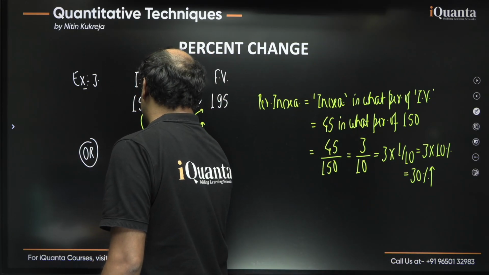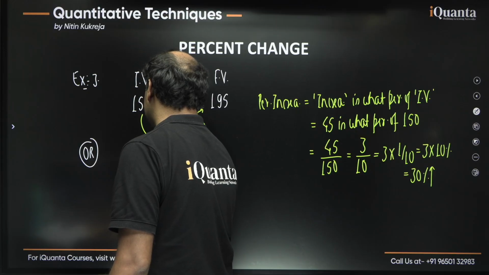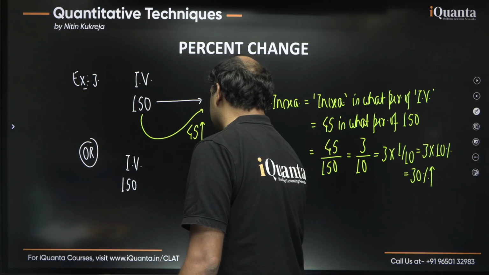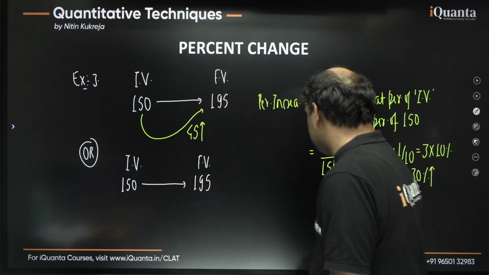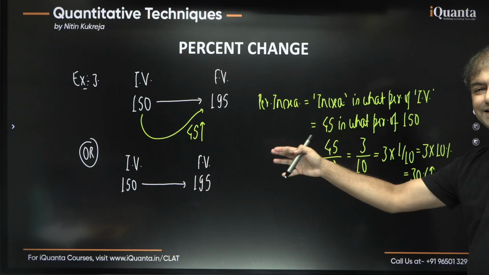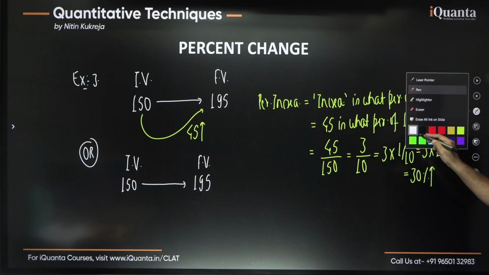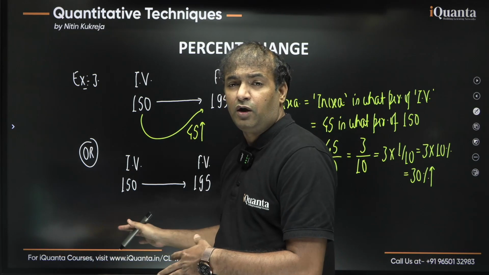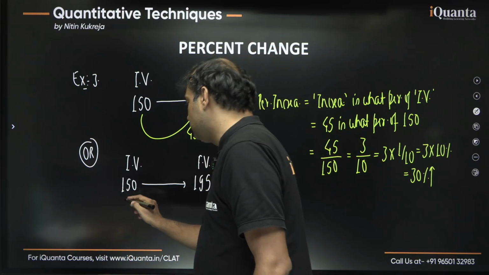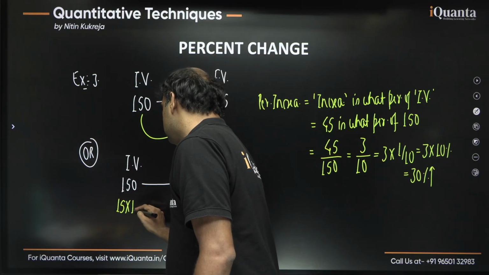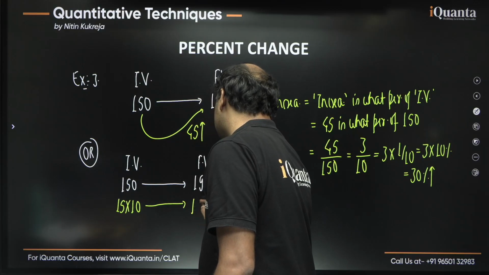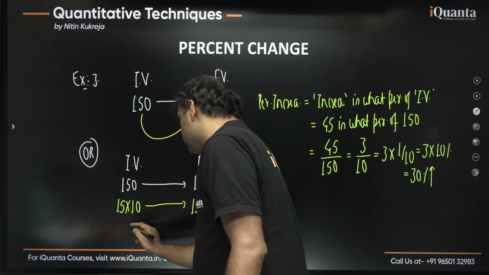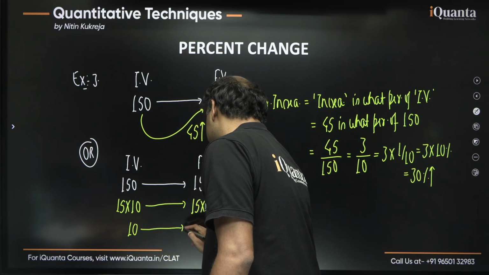Okay, the other way: the initial value is still 150, and obviously the final value is still 195. As I said, if everything is getting cancelled, then why don't we cancel as early as possible? So guys, if you look at these two numbers, 150 and 195, we just know that 15 is common in both of them, right? So this is actually 15 tens, and this number we can say is 15 into 13. Now 15 and 15 we can cancel out, so this will remain as 10 and this will remain as 13, all right?